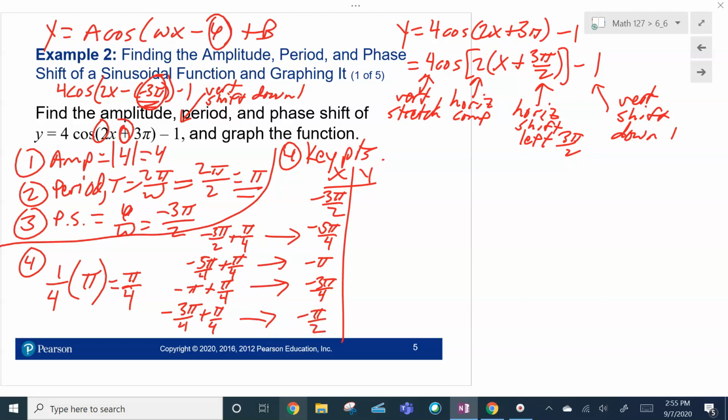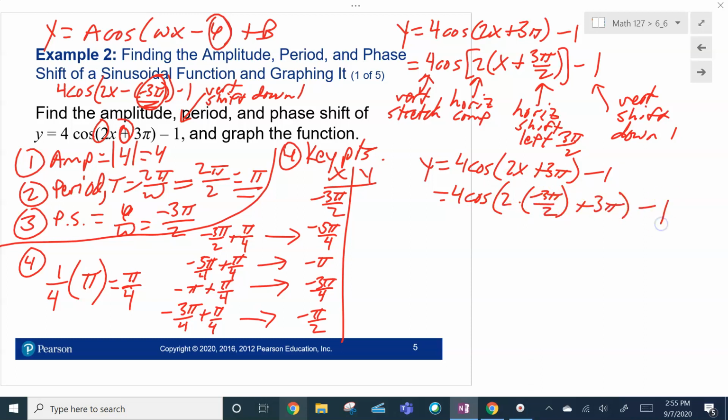And then we throw them in. So we have 4 cosine of 2x plus 3 pi, minus 1: 4 cosine of 2 times negative 3 pi halves. So negative 3 pi plus 3 pi, I got 0. So I got 4 cosine of 0. I know the cosine of 0 is 1. So this ends up being 3. Right, and then we just keep running through that.